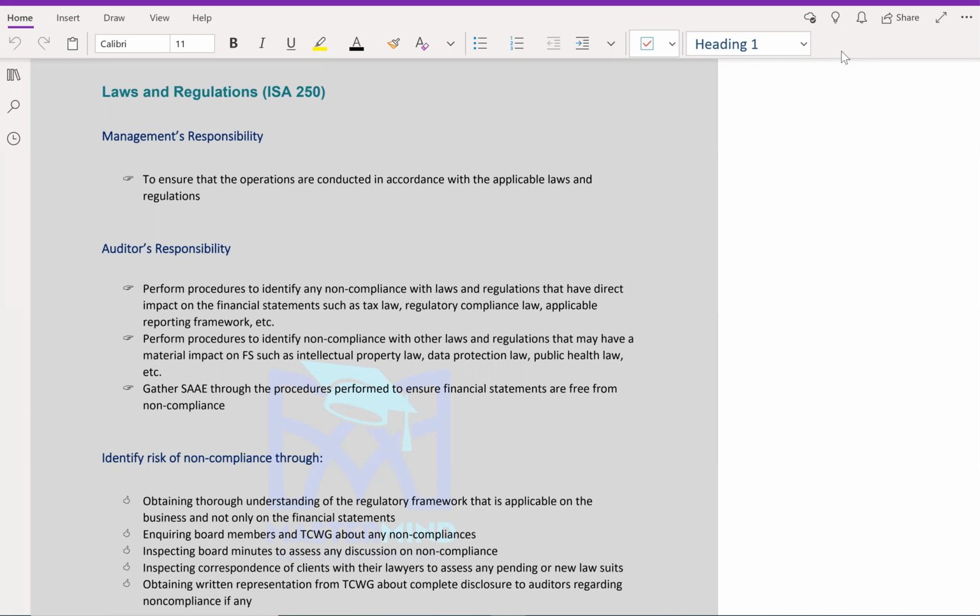Gather sufficient appropriate audit evidence through the procedures performed to ensure financial statements are free from non-compliance. All right, because if, for example, you're into this stuff, obviously it will have an impact on the financial statement in the form of penalties. It has a financial impact, correct?